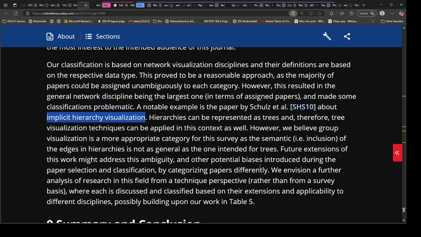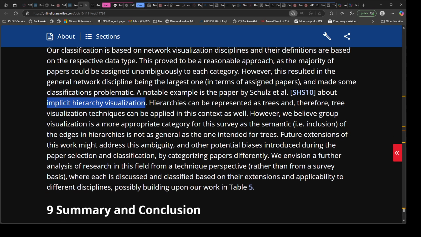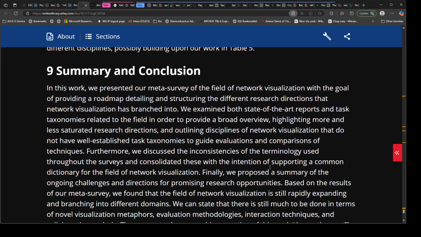9. Summary and conclusion. In this work, we presented our meta-survey of the field of network visualization with the goal of providing a roadmap detailing and structuring the different research directions that network visualization has branched into. We examined both state-of-the-art reports and task taxonomies related to the field in order to provide a broad overview, highlighting more and less saturated research directions, and outlining disciplines of network visualization that do not have well-established task taxonomies to guide evaluations and comparisons of techniques.